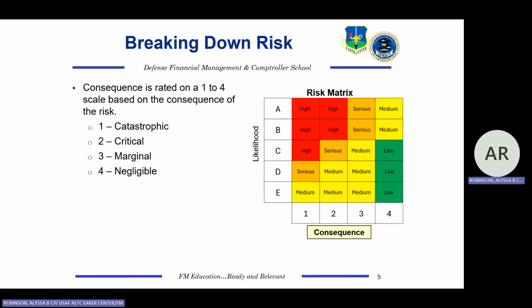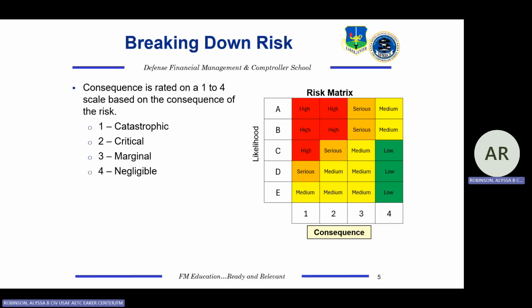So next we have our consequence, and this is on the horizontal axis of our risk matrix. This is the severity or impact if the risk eventually occurs. The first one, 1, represents catastrophic, and this represents mission failure, loss of life, or severe unrecoverable loss of critical assets.